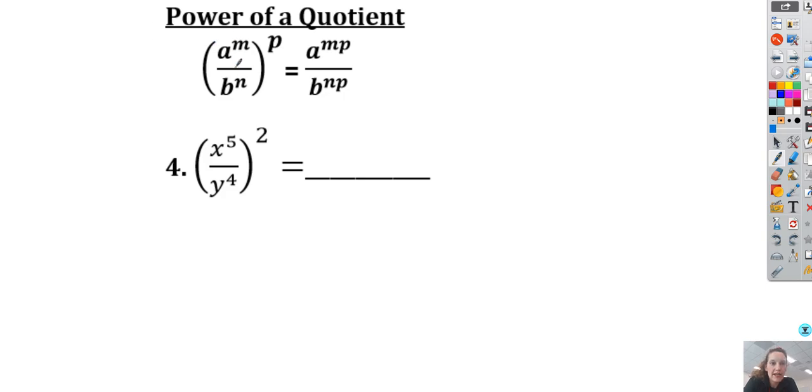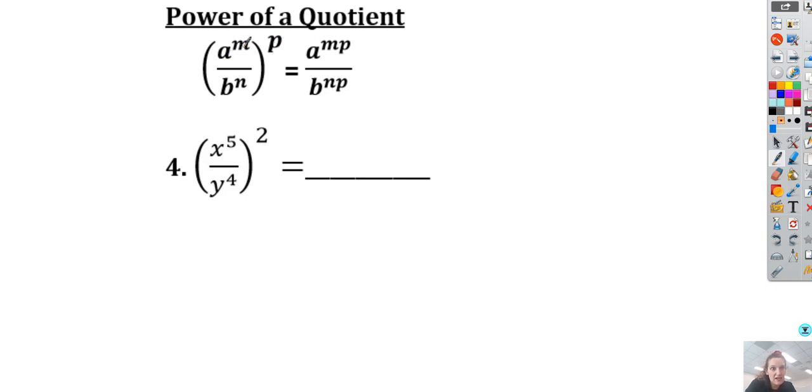Okay, what if you're going to raise a fraction? So quotient means divide. So if you're setting up a fraction, you're dividing the numerator and the denominator. So if you're raising a whole entire fraction to another exponent, you are going to multiply both of the exponents, both the exponent in the numerator and the exponent in the denominator, by the big outside exponent.